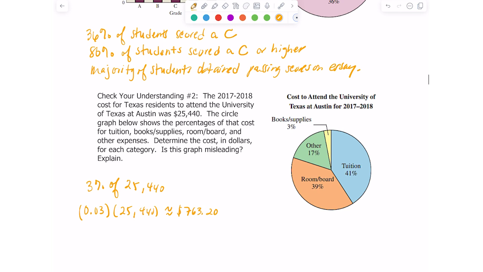Okay, I'll leave the rest for you all to figure out. So you want to figure out how much is for room and board, tuition, and other. And the other thing you want to think about is, is this graph misleading at all? So I'll let you think about that. I won't get into that until we do the next video.